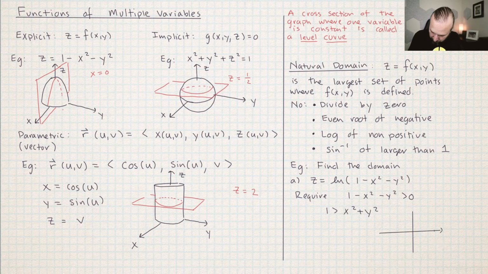And what I'm looking for is all of the points for which x squared plus y squared is less than 1. So if I choose large values of x squared plus y squared, then it would not be less than 1. But if I choose small values for x squared plus y squared, it will be less than 1.